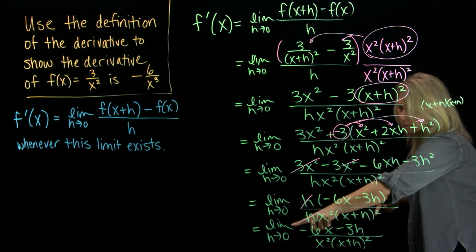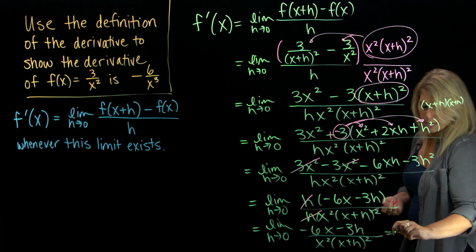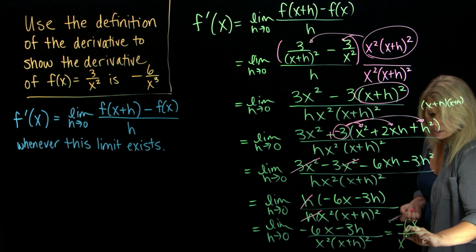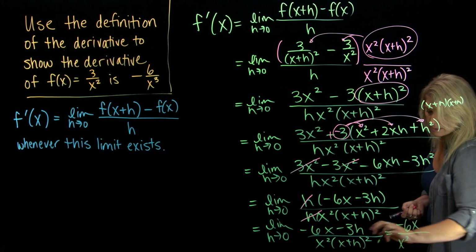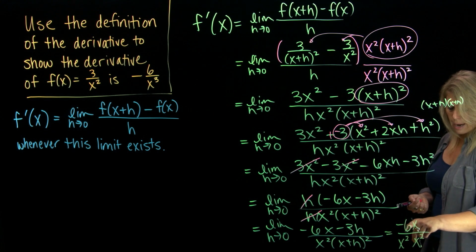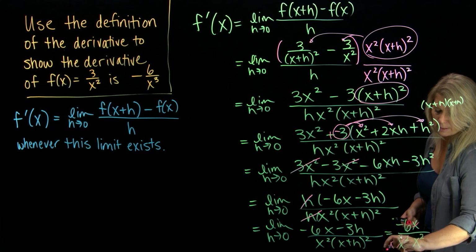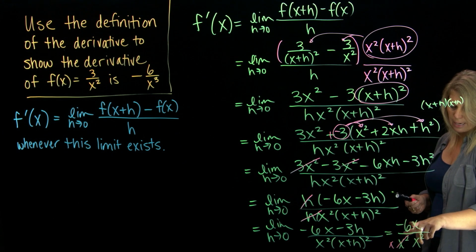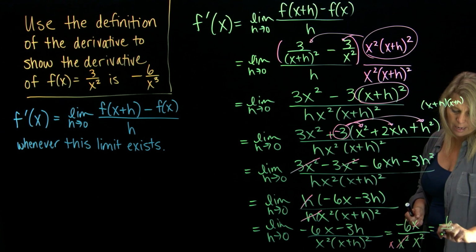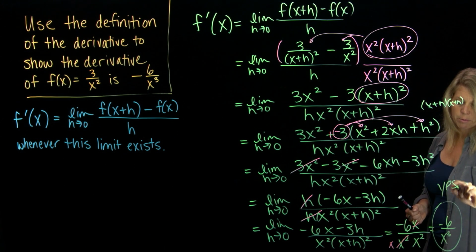Okay, so on the numerator, when I substitute in 0 for h, I just get minus 6x. On the denominator, I will have x squared times x plus 0, the quantity squared, so that will also be x squared. So I have an x that cancels from the numerator and the denominator, and I'm left with an x there. So it looks like I'm left with negative 6 over x times x squared, so negative 6 over x cubed, which, yep, that's what it said we should get. So good, we got what we were supposed to get.